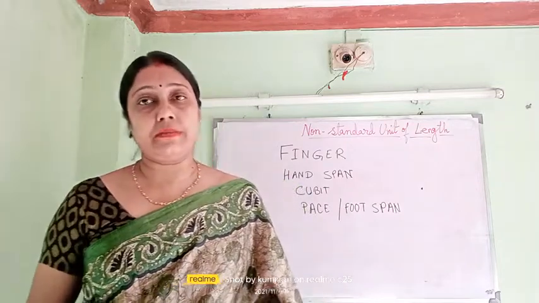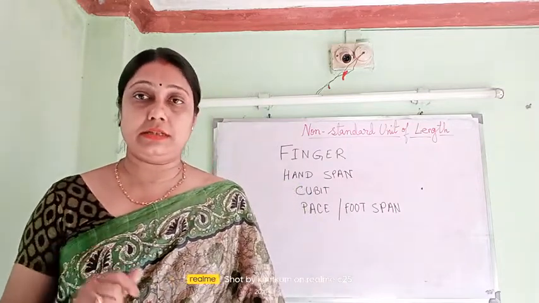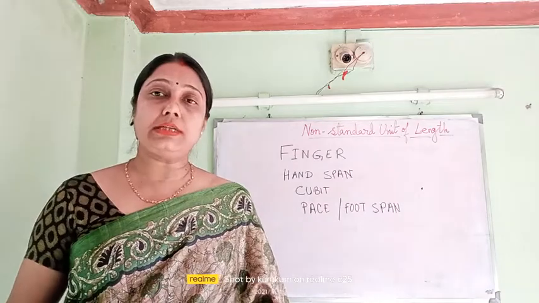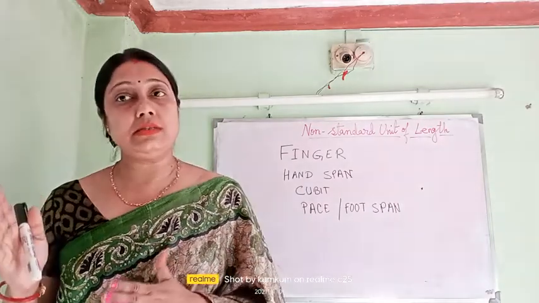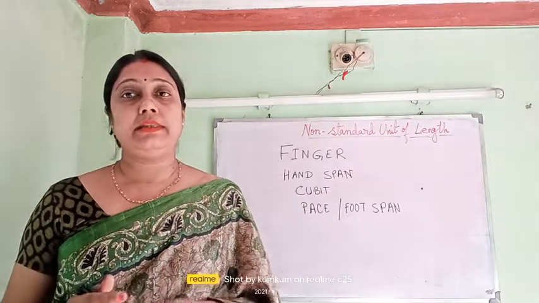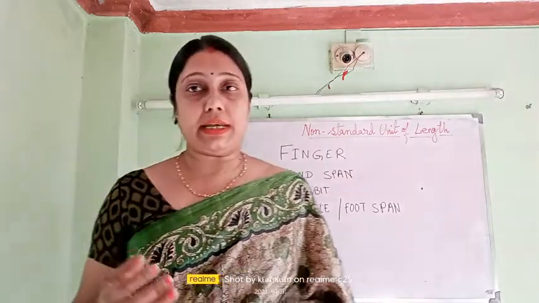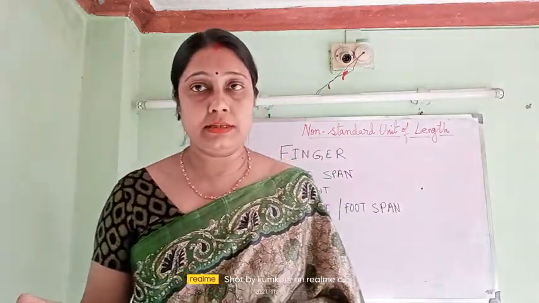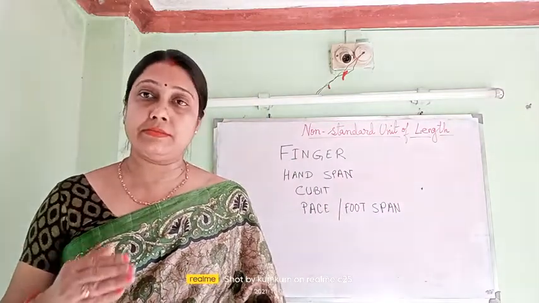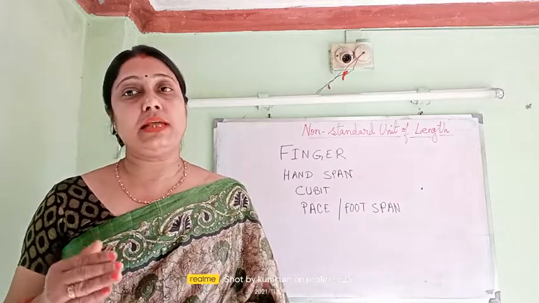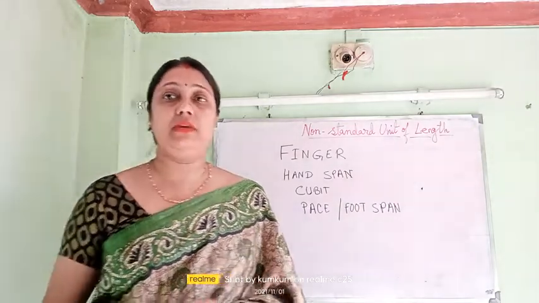To measure something, we need units. Now, units are of two types. One is standard units, the other one is non-standard units. The measurements which vary from person to person while measuring the same thing, and the result comes different, are known as non-standard units of length.